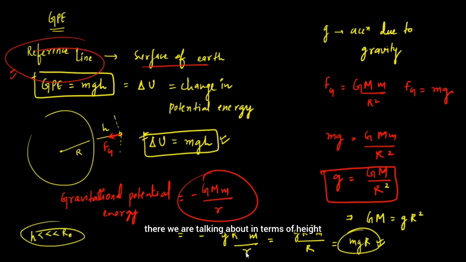So this mgr or this mgh is the same thing. There we are talking in terms of height, here we are talking about the surface of Earth, which is at radius r. So this is what the reference level is.